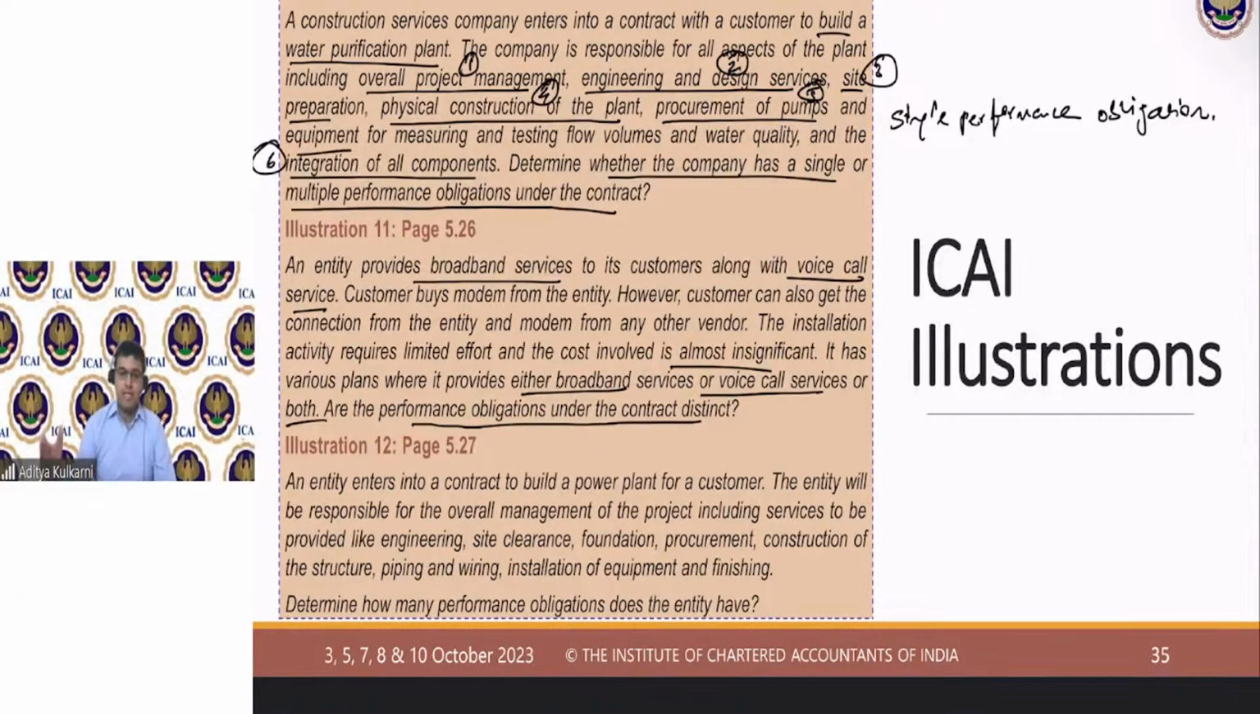What is the obligation? The obligations are, first one is broadband services. Second one is voice call services. Third one is modem. The customer buys modem from the entity. That means modem is also an obligation that is being fulfilled. But sir, modem तो दूसरे का भी लगा सकते हो. But you felt that, ठीक है, why should I go hunting for a modem? I am getting the connection. Let me buy the modem from there only.